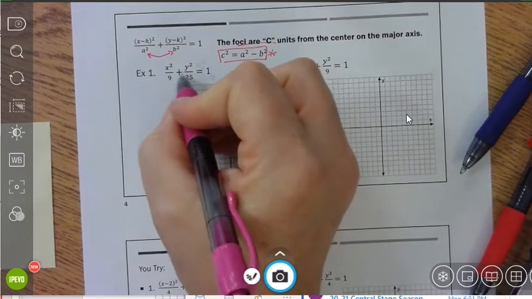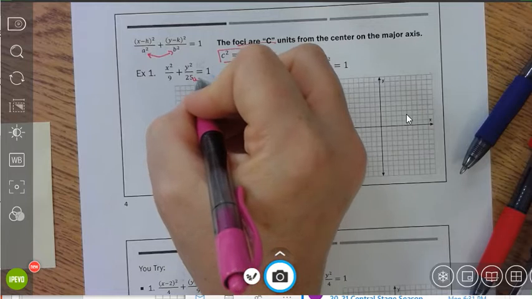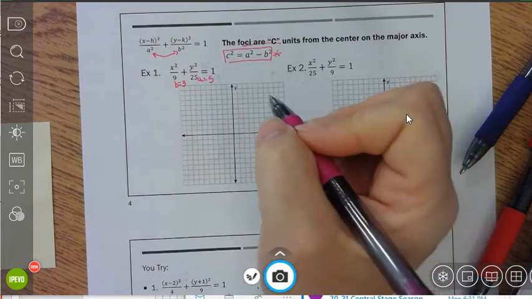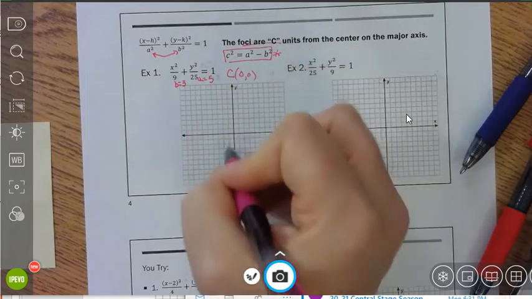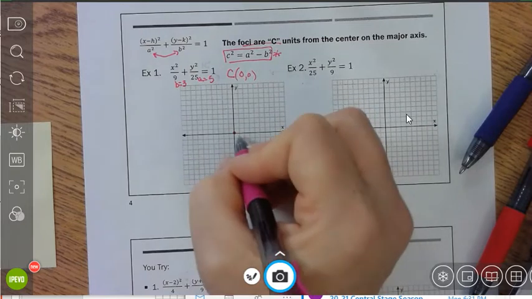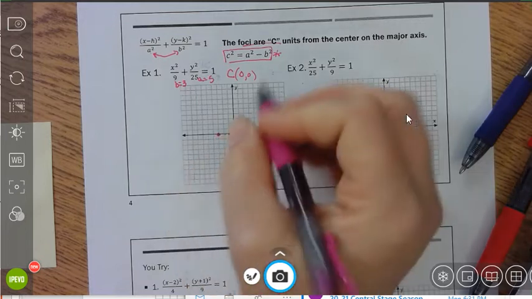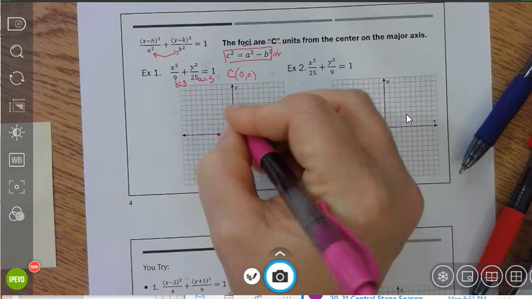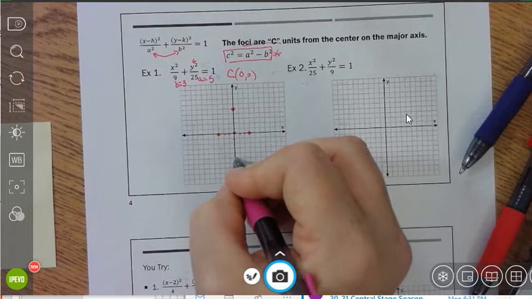First thing you're going to do is look at these and go, 25 is bigger, so this is my A, and A is 5 because I take the square root. This is the B, and it's going to be 3. I know the center is going to be at 0, 0, so I'm going to graph 0, 0, and notice the x went with 3. So 1, 2, 3, 1, 2, 3, and the y is 5: 1, 2, 3, 4, 5. The y is on top, that's why I'm saying the y is 5.